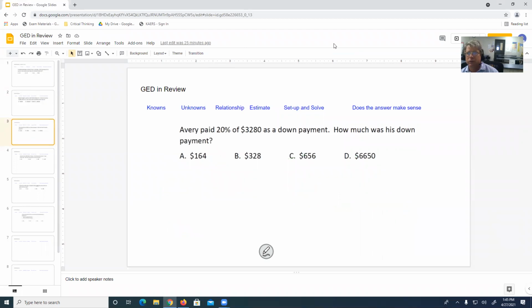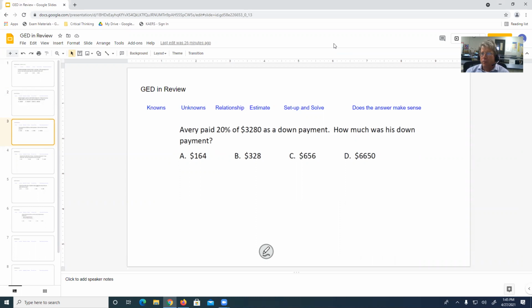So this next question, again, feel free to pause it before we move on. Avery paid 20% of $3,280 as a down payment. How much was his down payment?